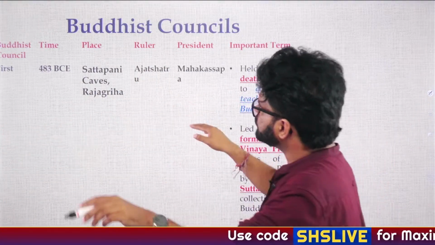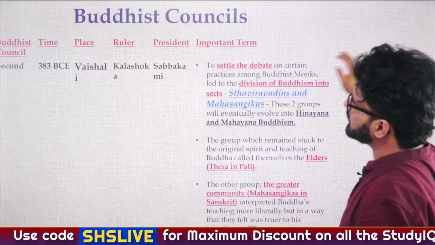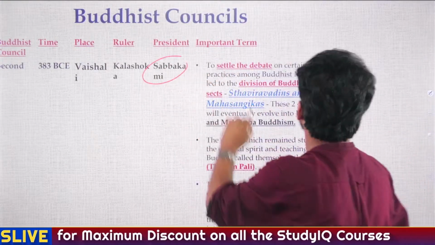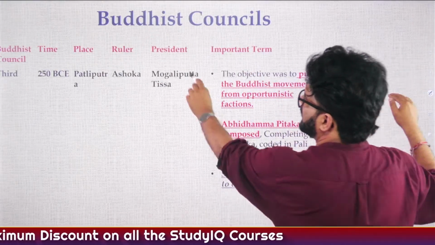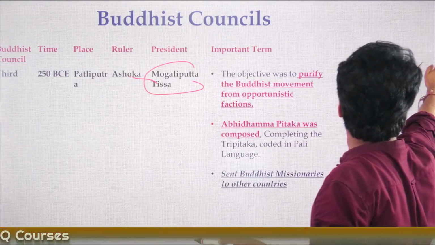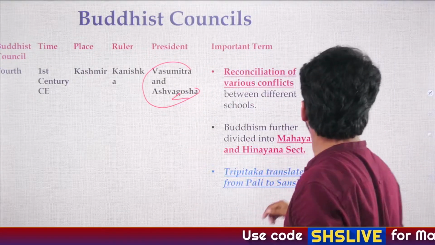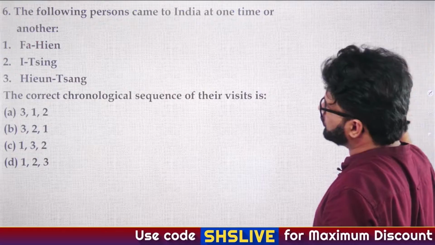So first council, Mahakashyapa was the president. We have talked about the kings now. Second, Sabakami. Third, Mogaliputtissa, who is supposed to be the 100th brother of Ashoka according to Divyavadana, etc. And then fourth is Vasumitra and Ashvaghosha. UPSC has asked questions on them, so you have to be aware of them.